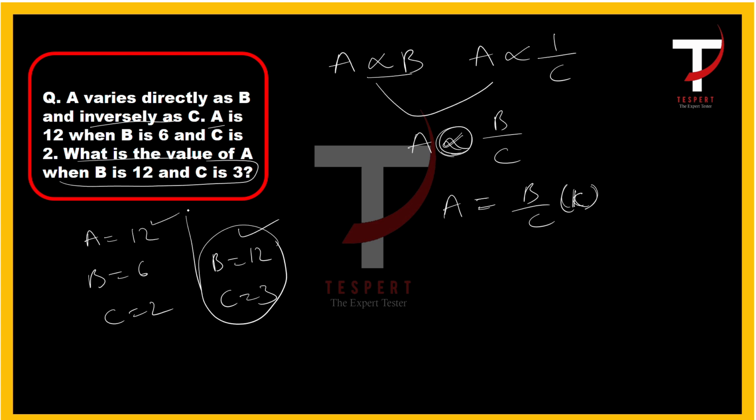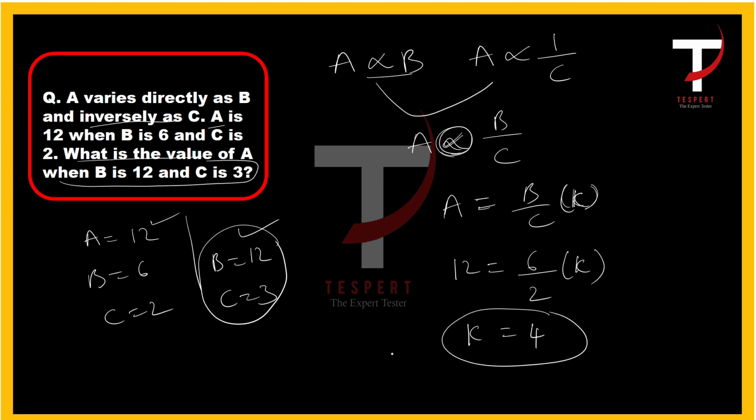So what is the value of A? Initially it is 12. 12 is equal to 6 by 2 into K. So K will be equal to 4.